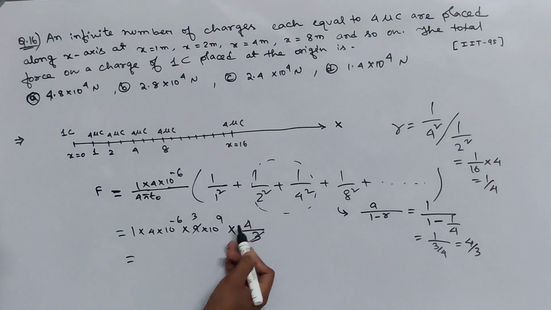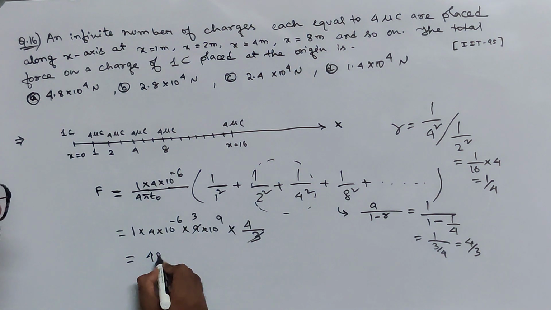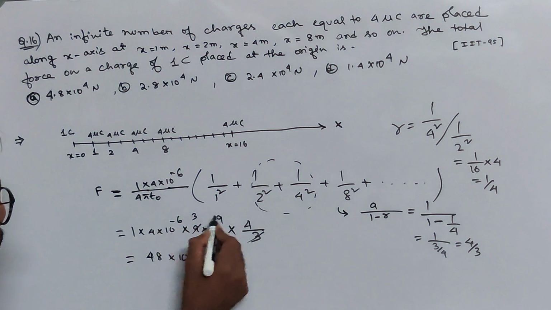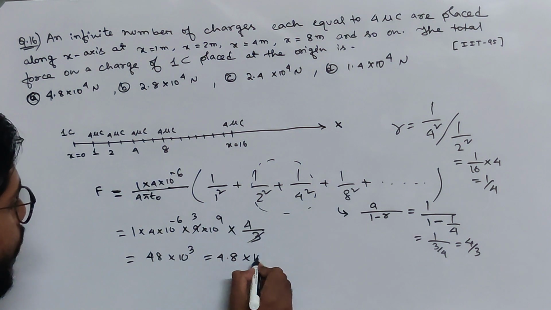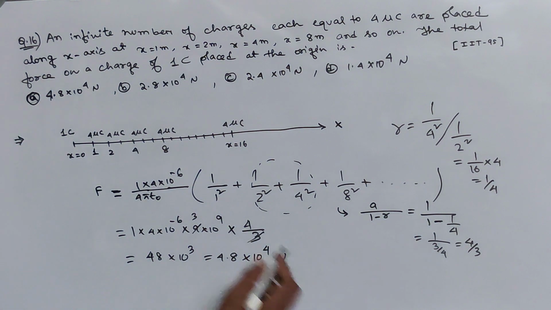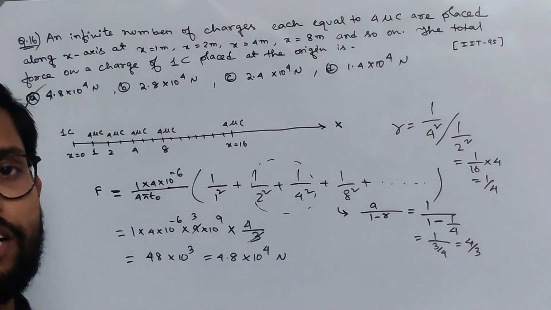4 into 3 is 12, into 4 is 48, and 10 to the power minus 6 times 9, it will be 3, or I can write it as 4.8 × 10^4 Newton. Okay, so option A is the correct option. Okay, let's move to the next question.